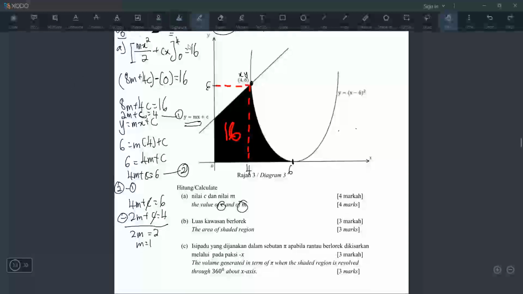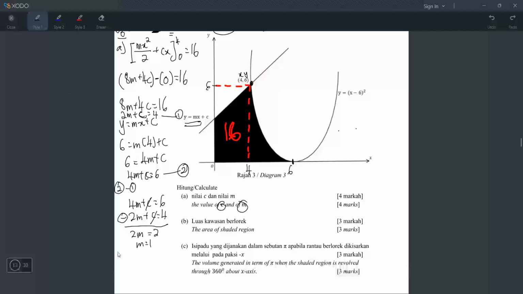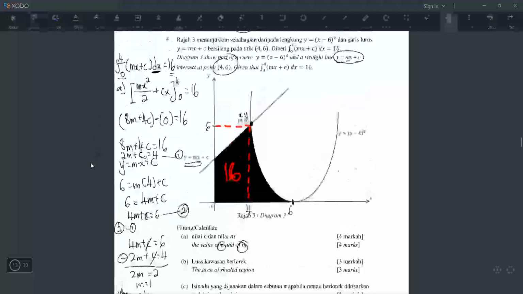Very easy. Just substitute back into any of these equations. So let's substitute into this one. When m equals 1, 2m plus c equals 4. So 2 times 1 plus c equals 4. So your c will be 2, right? So that's the A answer. But I mentioned just now there's also another method, right?